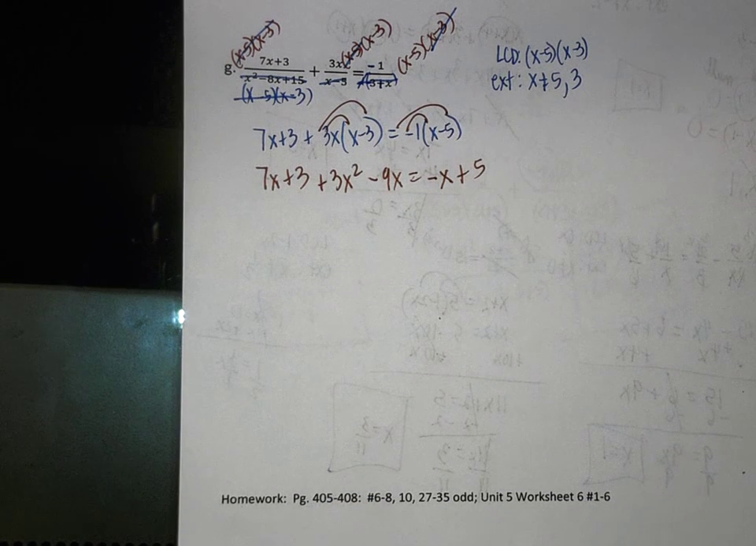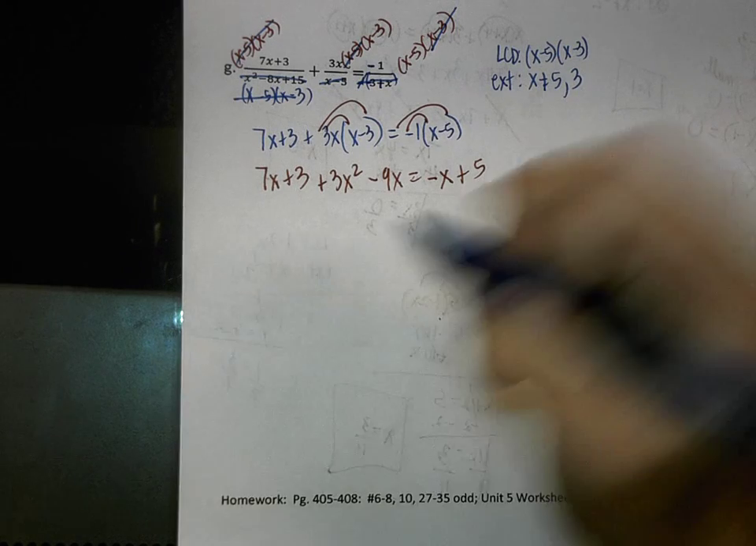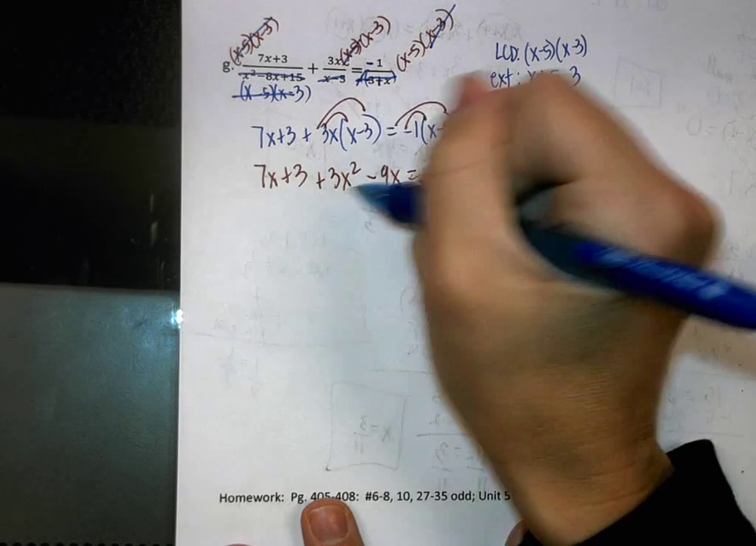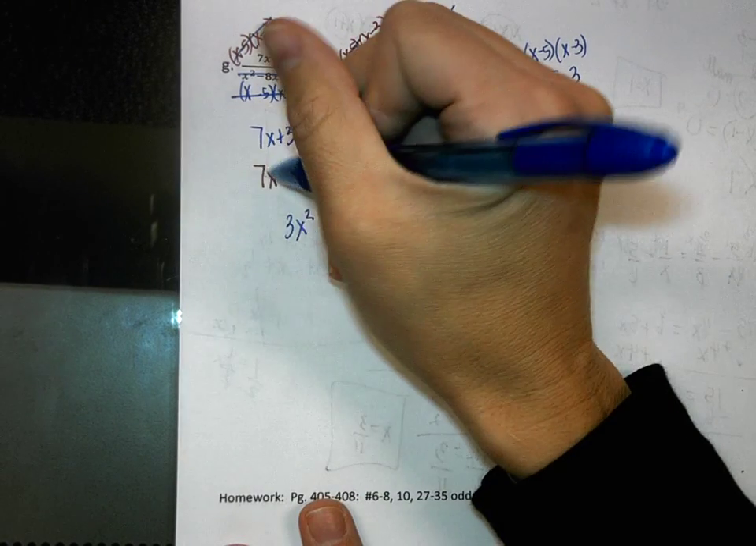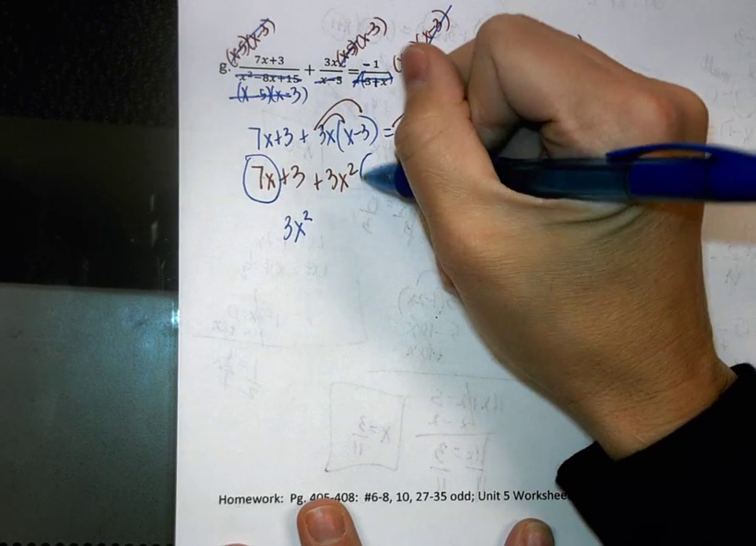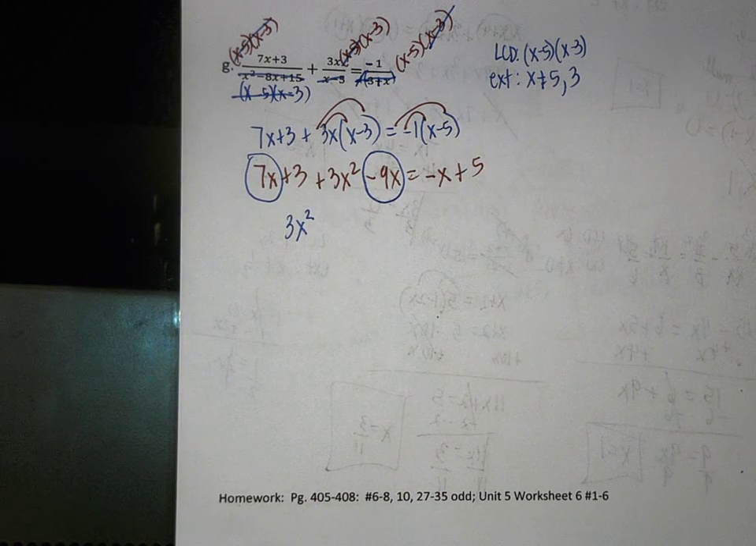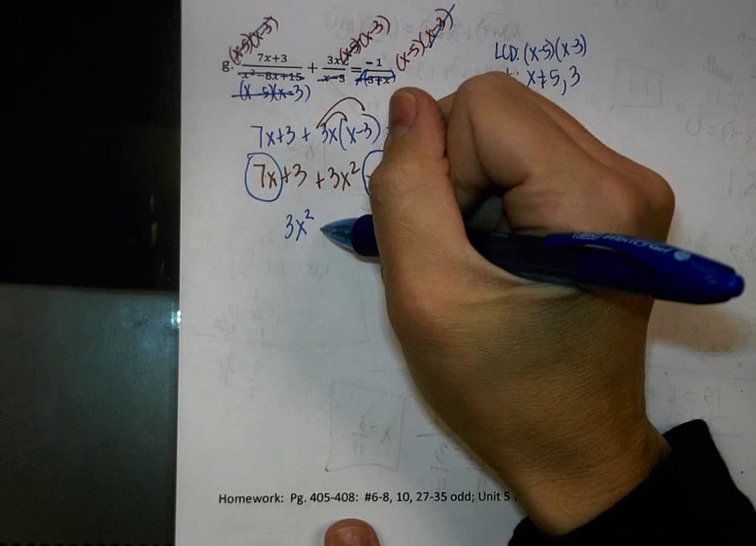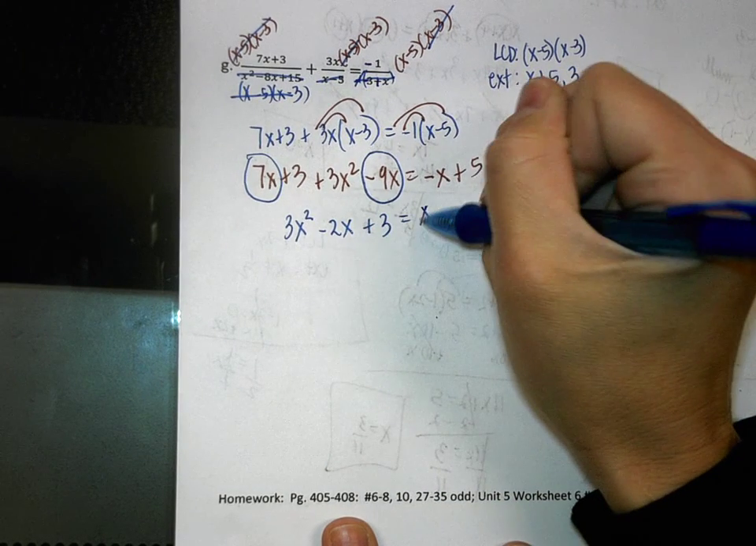Okay, so right now this kind of looks a little bit like a mess. So we should write it in descending order and combine like terms. So I'm just going to start by simplifying this side. And so I'm going to start with 3x squared if I'm writing it in descending order. And then again, this is not a trick question, but I'm going to combine like terms. And so we have 7x and a negative 9x. Negative 2x. Good job. And then we have plus 3 equals negative x plus 5.